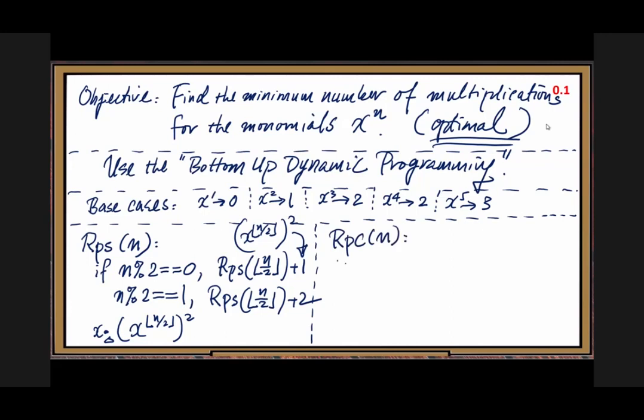If n mod 3 equals 0, so that number should be RPC of n over 3 plus 2, right? Yeah, because cube, okay? Cube. So we need 2 more multiplications. Cube, you need 2 more, okay? All right.